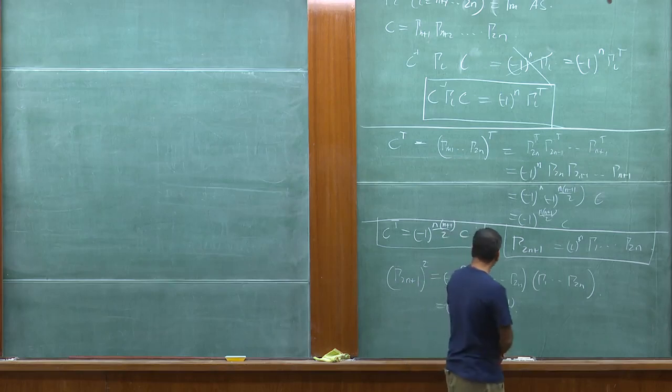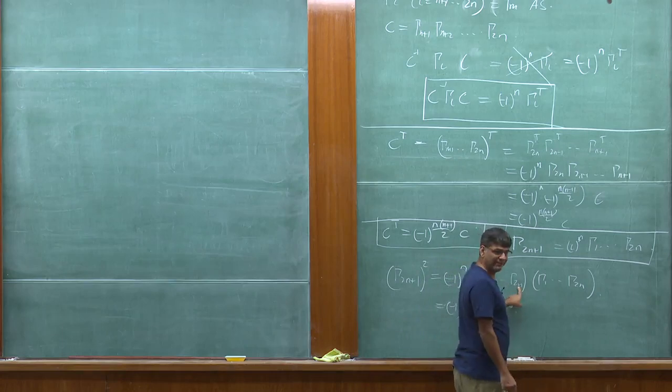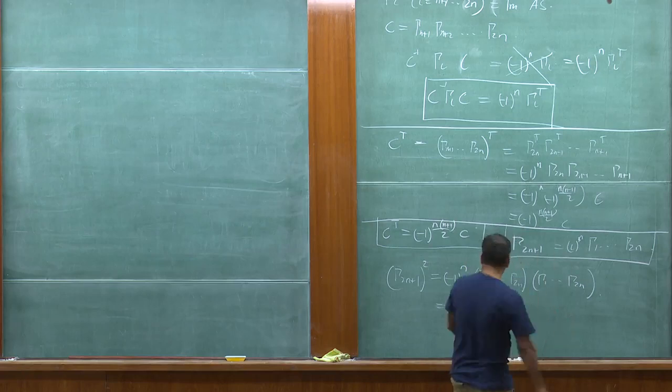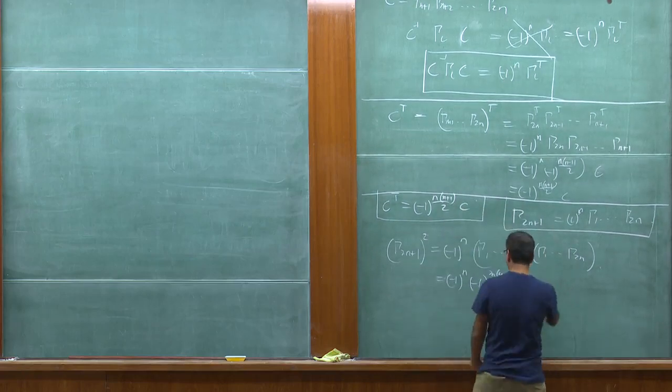Yeah, it's going to be sets of 2, right? 2n, then 2n minus 1. Then 2n minus 4. Why 2n minus 2? No, the first one is 2n minus 1. The next one is 2n minus 2. The next one is 2n minus 3. That's all. Okay, that's it.